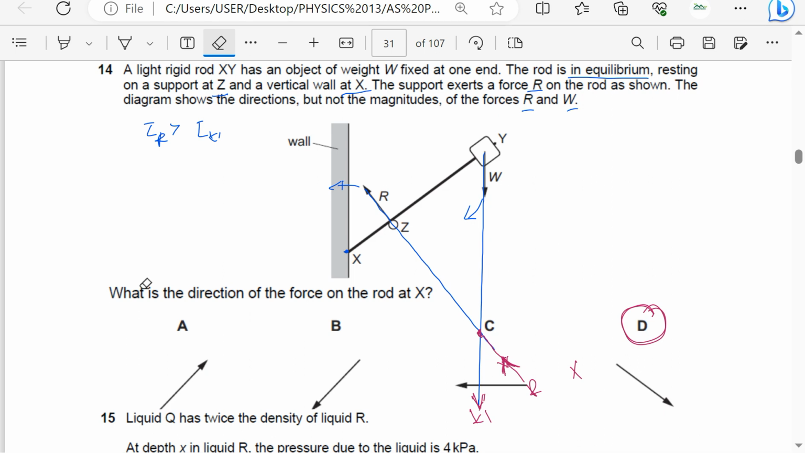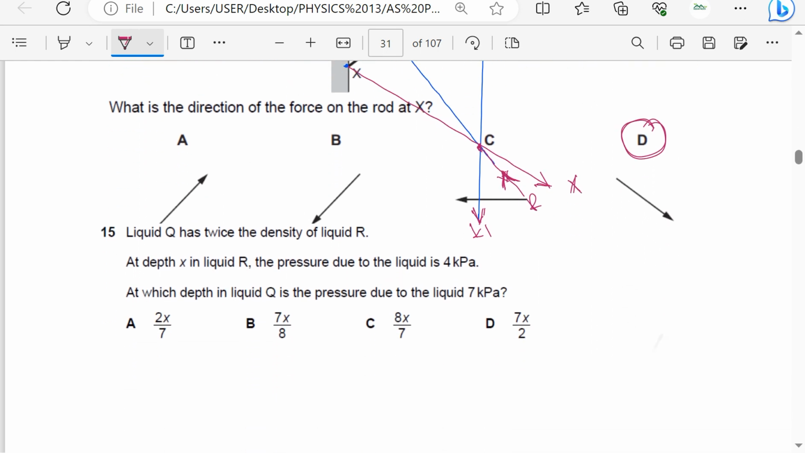Let me try to use my ruler. Okay. So if R is close to point X, then this force here must be acting the other way around, because R is going to be a bigger force since it is closer to X and yet there is balance. R is a bigger force. So to balance R, this should be pointing in that direction. So the answer is automatically D. That is quite technical. It's not something very easy to be seen by anyone. Okay.